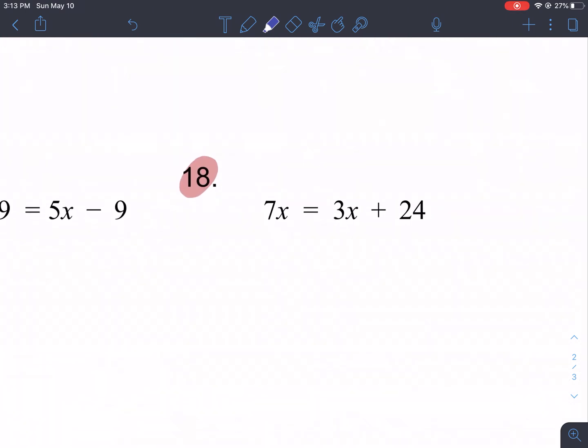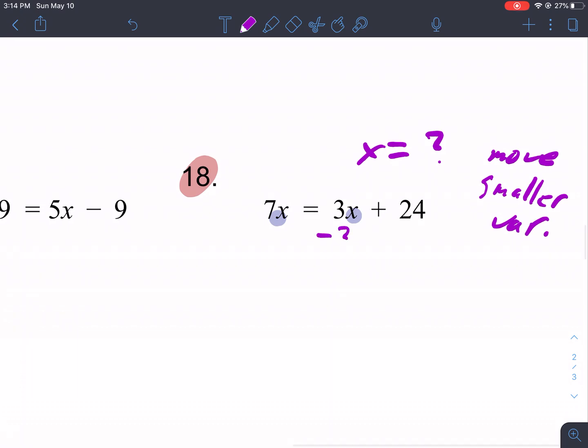So we want to find out what x equals, right? So to do that, we want to get x by itself, but I notice I have 2 x's on each side, so that means I got to move one over. Remember, you want to move the smaller variable. So I'm going to move that 3x, but remember you got to do opposites. So you're going to do subtraction there.